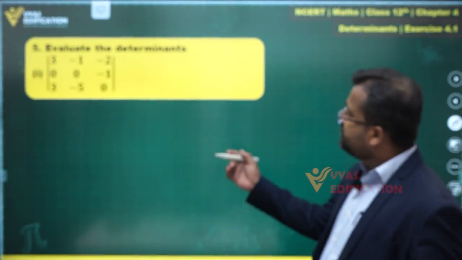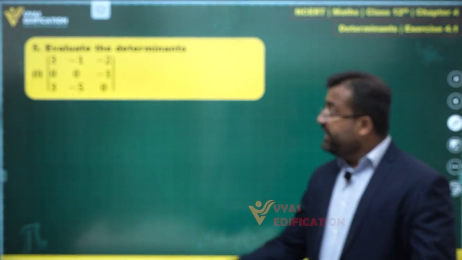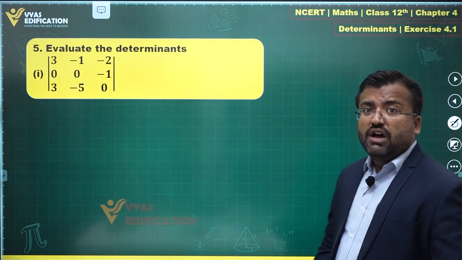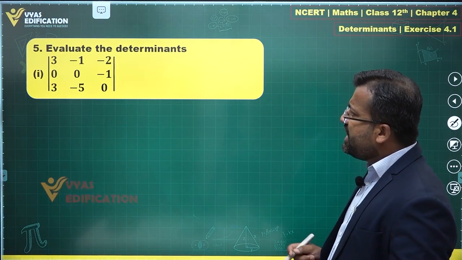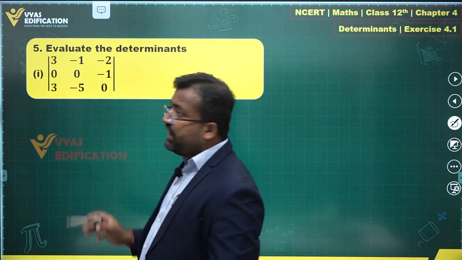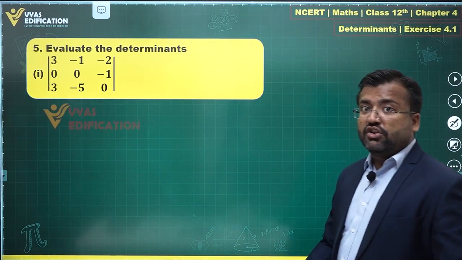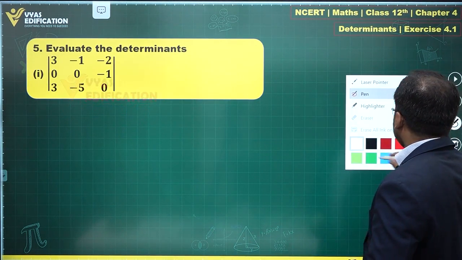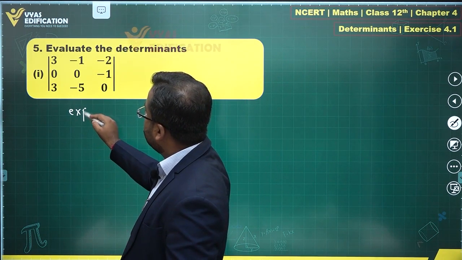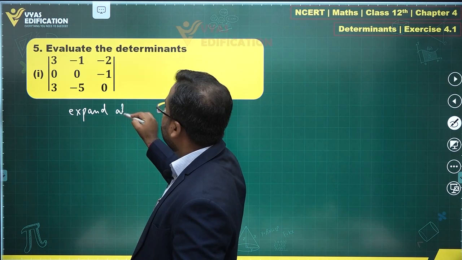Evaluate the determinants. We are supposed to solve and find the value of this determinant over here. Now, how do we go about finding this value? It's pretty simple. As you may observe, there are 2 zeros in this row over here. So we can expand along this row and get the value of this determinant. Let's expand along the second row.